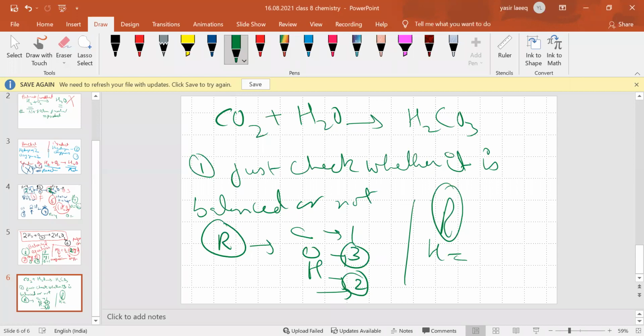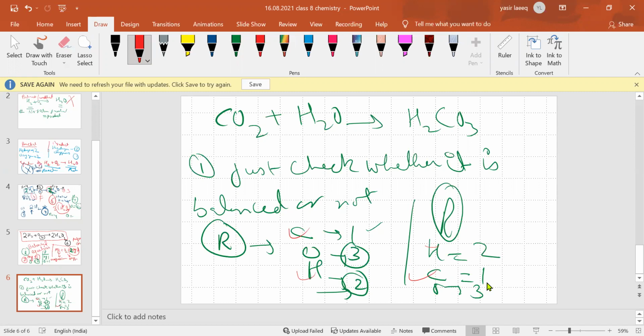In the product, hydrogen is 2, and oxygen is 3 and carbon is 1. This carbon is correct here. Hydrogen is 2, and oxygen is 3. So is it not balanced? It is balanced, on the right hand side and the left hand side.